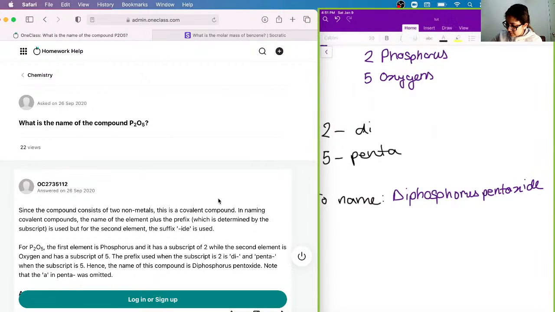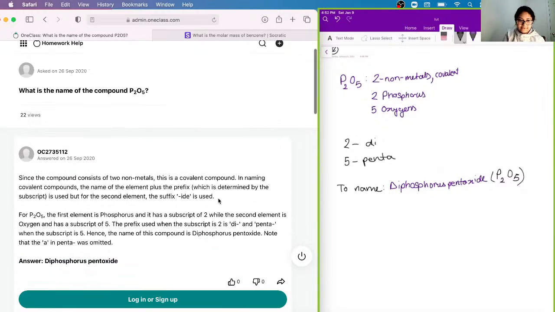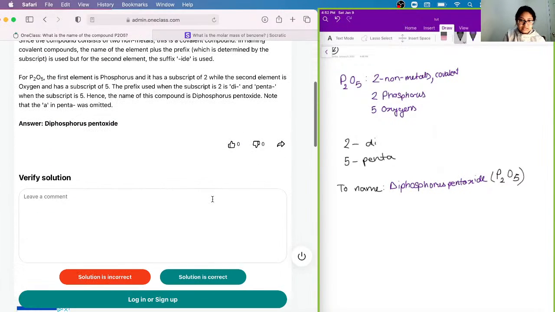This is how you write out the name for P2O5. Okay, so this is only for covalent bonds. Remember, you don't do this for ionic bonds. And so this is correct.